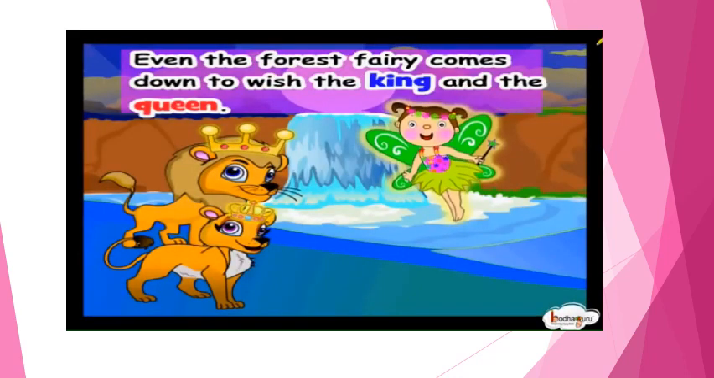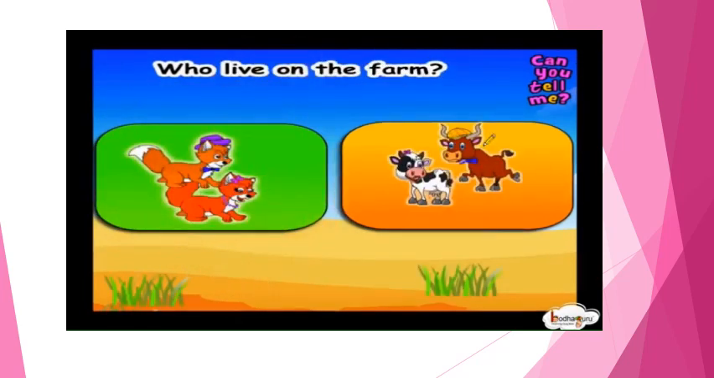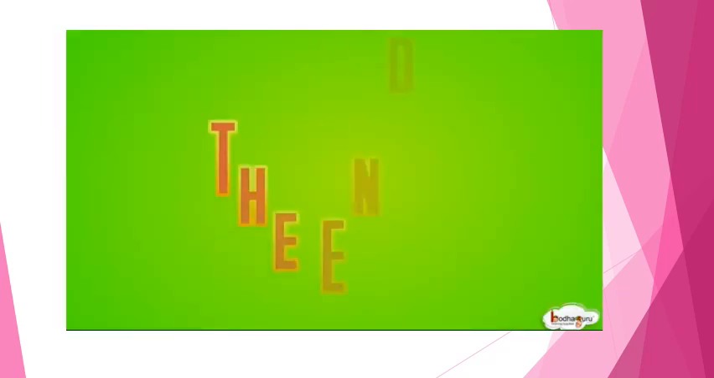Even the forest fairy comes down to wish the king and the queen, whose wedding anniversary was being celebrated. Yes, who live on the farm. Yes, cow and bull live on the farm.